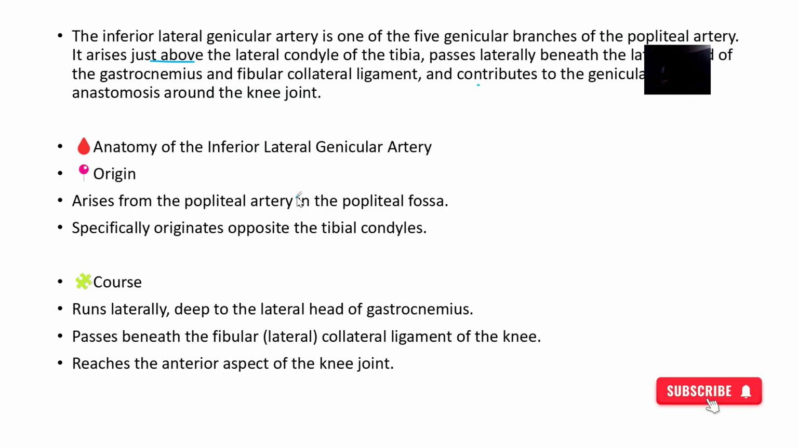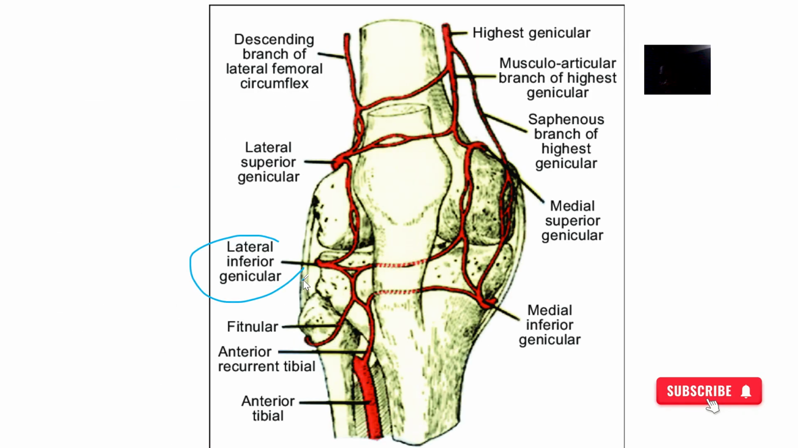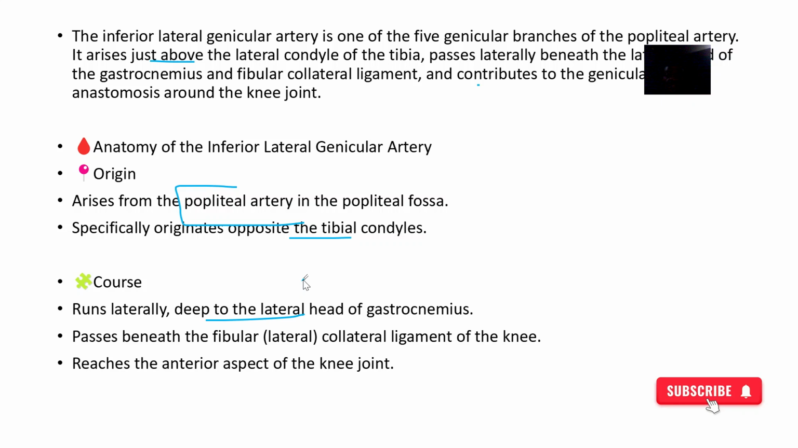Okay, so it arises from the popliteal artery in the popliteal fossa, and it originates opposite the tibial condyles. So it runs laterally deep to the lateral head of the gastrocnemius. Okay, it passes beneath the fibular collateral ligament of the knee. So it reaches the anterior aspect of the knee joint.